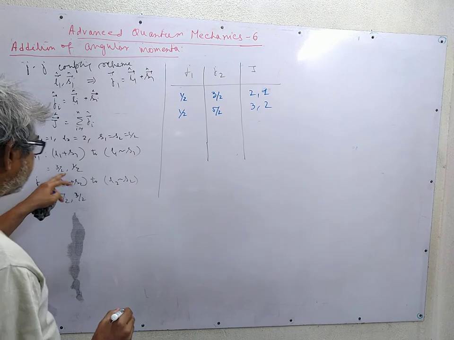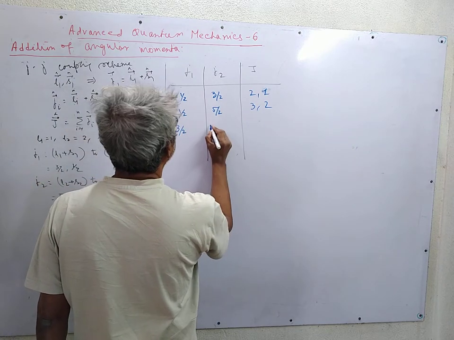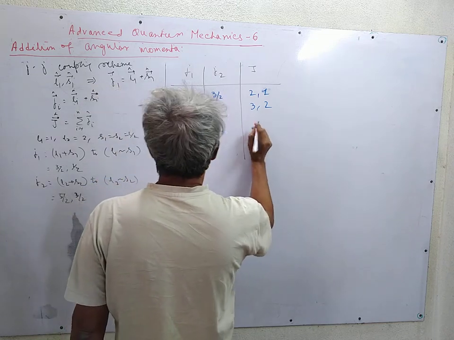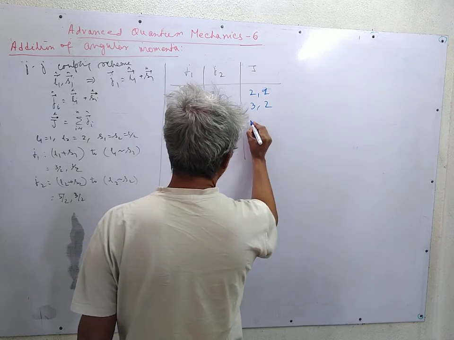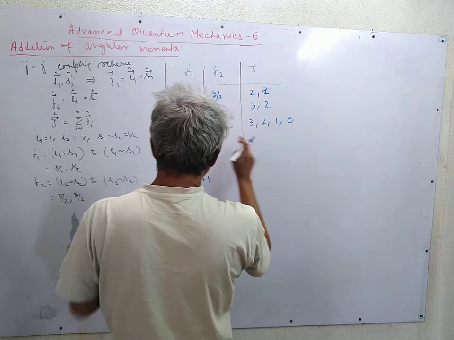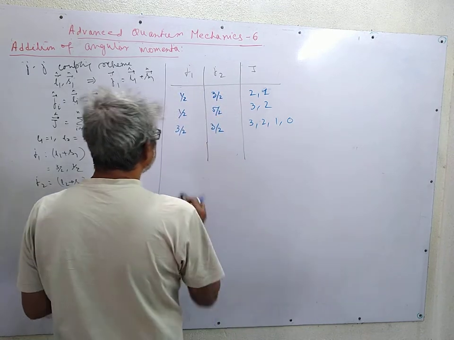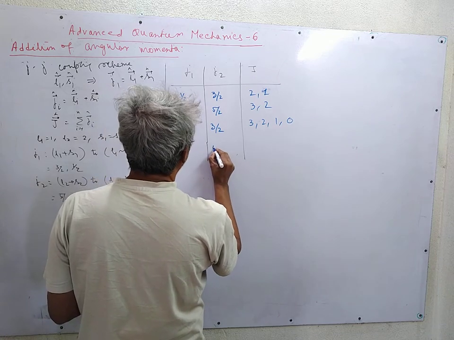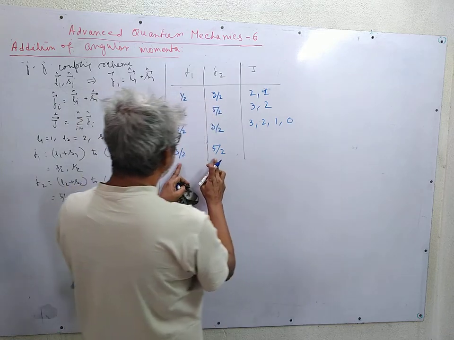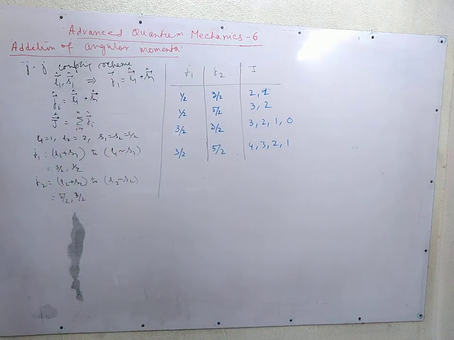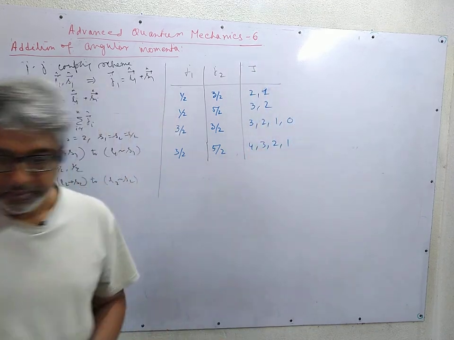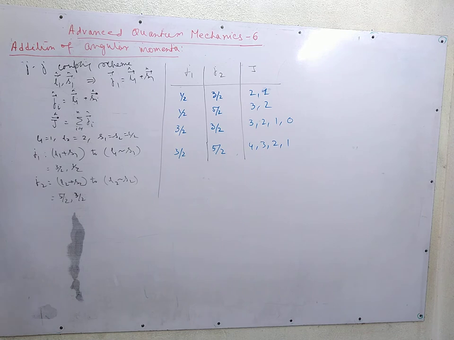Now we come to J1 value 3 by 2 and J2 value 3 by 2. These will have 2 into 3 by 2 plus 1, 4 values. These 4 values are 3, 2, 1, 0, when we add these two and when we subtract these two. And for J1 is 3 by 2 and J2 is 5 by 2, we will again have 4 values, which are 4, 3, 2, 1. These are the values of the total angular momentum quantum number capital J as per the JJ coupling scheme. So that's all about how to add two angular momenta. Our main objective is to get the quantum number corresponding to angular momentum.